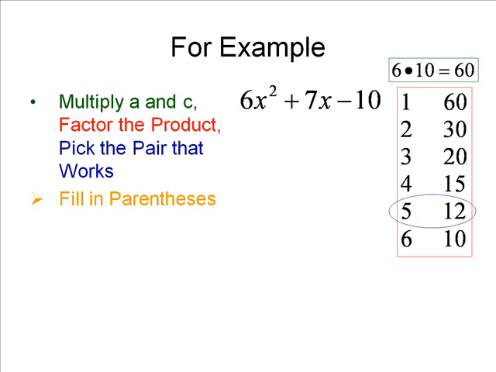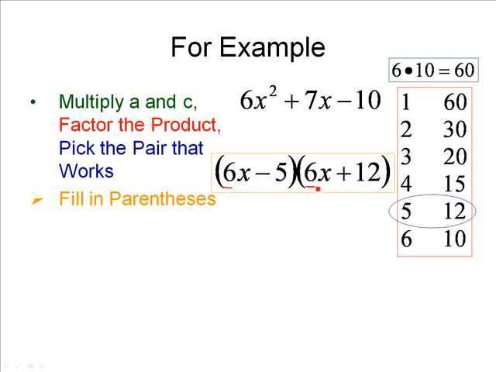Now we come to what changes. We're going to go straight to parentheses. We're going to put a 6 in front of each binomial, the a term. Then we're going to put the factors that we got in for the second term of each binomial. The larger one gets the same sign as the b. The other one is opposite because we're subtracting. See that up there.